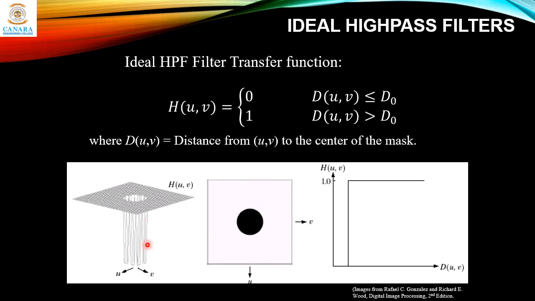So this is the three-dimensional view. You can see around the origin the response is 0, and after you cross the diameter d naught, the response is high, and it is a step change. So it is basically the ideal high pass filter. The transition from black to white is sudden or abrupt. Okay, so this is the cross sectional view. You can see from 0 to some diameter d naught, the response is 0, and above that the response is high.